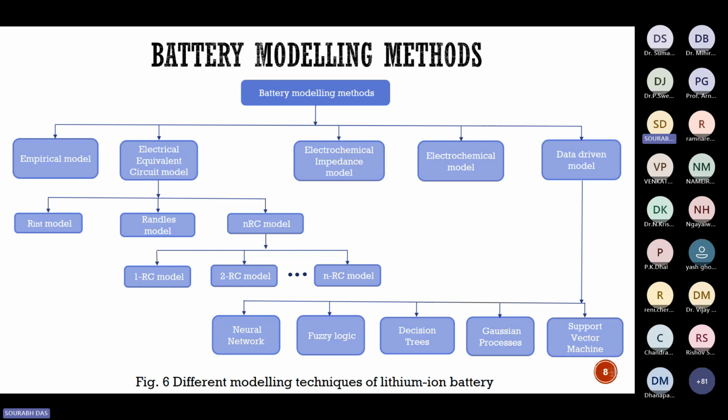So what is a neural network? It can approximate complex relationships in the battery behavior, so it is also useful for SOC and SOH estimation. Then fuzzy logic is a very popular data-driven technique. It can handle uncertainty and imprecision, and this makes it useful in modeling the nonlinear battery system.